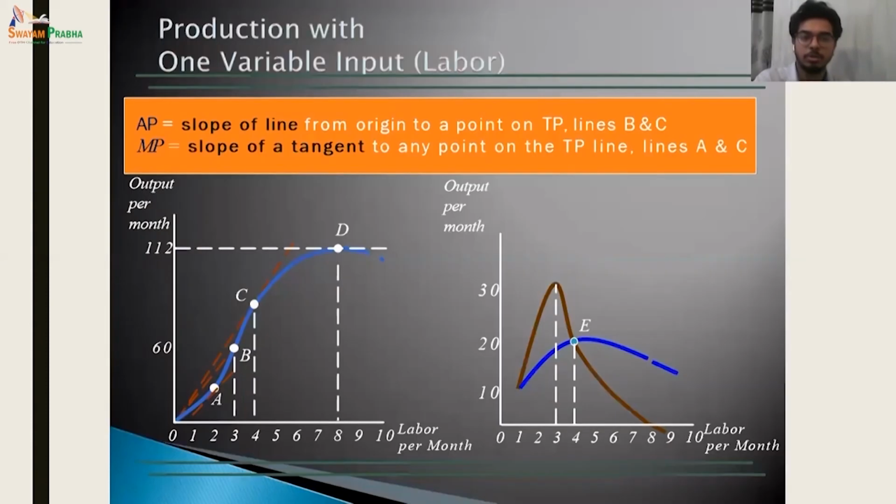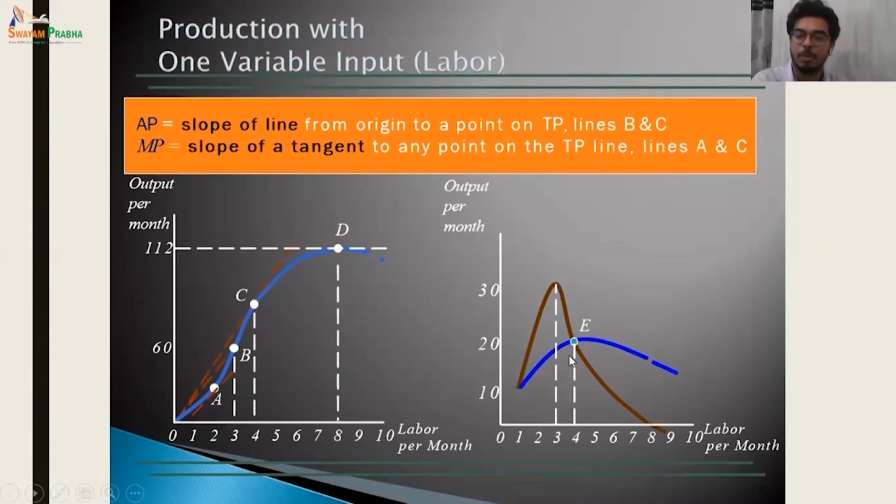All right, so you can see whatever we have explained: AP equals the slope of the line from the origin, that is B and C. Slope B and slope C are the average product, and slope C as well as slope A are tangents, and these are the marginal product. Yes, just bringing everything together. On point 4, the slope of the tangent and the slope of the line connecting the origin and the point on the total product are the same, and hence on point 4, marginal product equals average product.